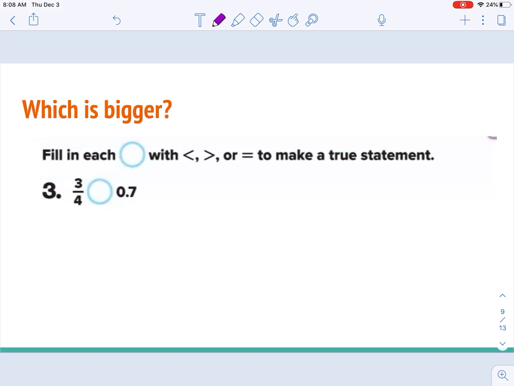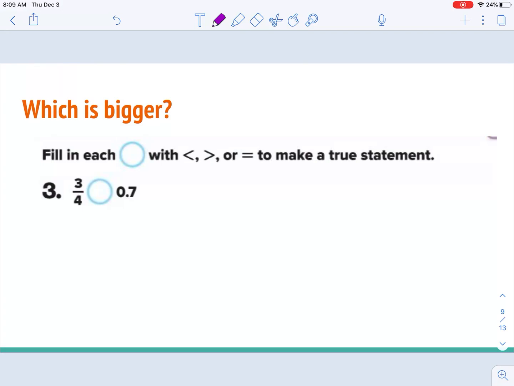All right, so in this example, we're looking at which one is bigger. And we want to compare 3/4 to 7/10. So we have a couple choices of what we can do. We can turn them into decimals, or we can turn them into fractions. So for this one, I would probably try to put them both as decimals, but you could definitely turn them into fractions if you wanted.